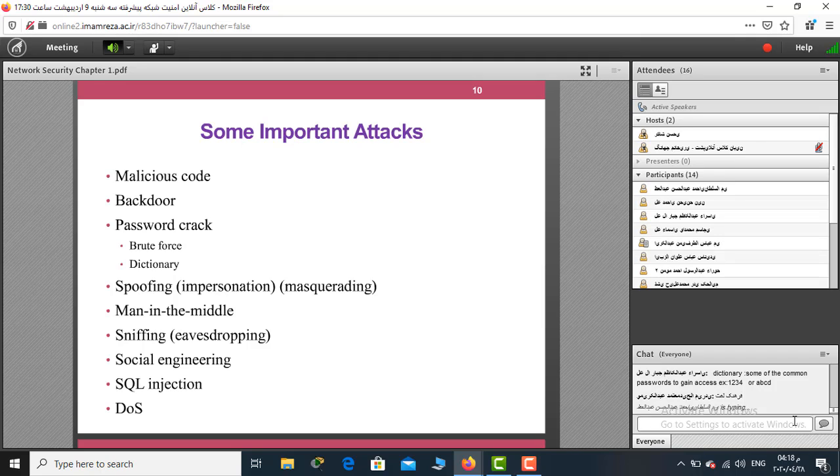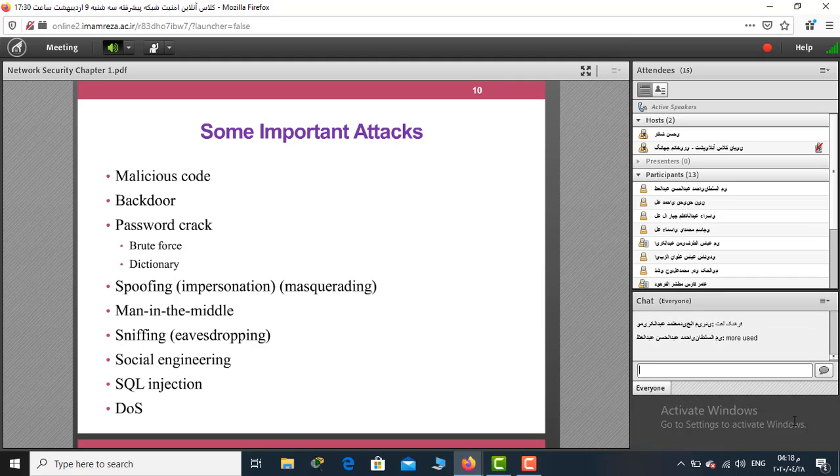فرهنگ لغت, dictionary, yes. What's the meaning of likely here? Yes, اجازه بدین چی نوشتین. Dictionary, some of the common passwords to gain access. Yes, more used. In Farsi and in Arabic, I think, محتمل. محتمل, I'll write that. Okay, this is the meaning of likely.